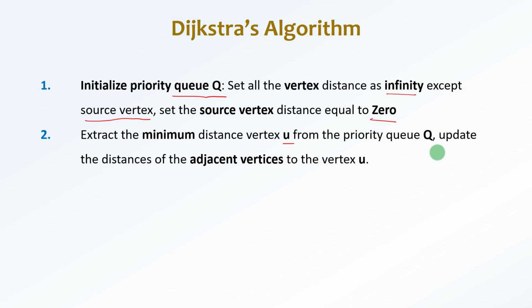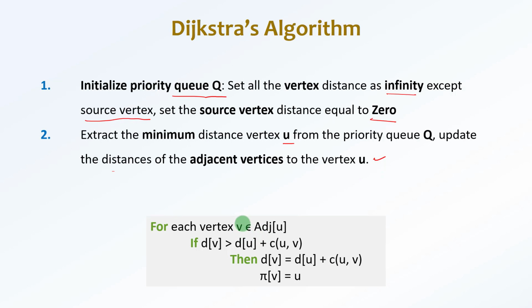Then after extracting the vertex, we are going to update the distances of the vertices adjacent to the vertex u. What is the meaning of this step? That is basically, after extracting u, we will check all the adjacent vertices of u and check what is the current distance stored for that adjacent vertex. Here the distance we mean is from the source to that particular node V.